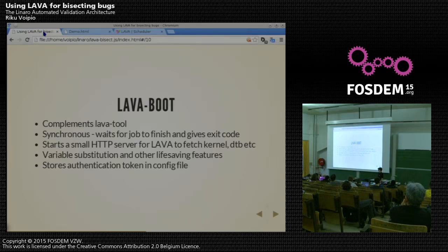And it has some convenience features like substituting variables so you don't have to edit the Lava definition file for small changes of jobs. And finally, it stores the authentication token in a configuration file, which is slightly less insecure than having it in GNOME keyring.